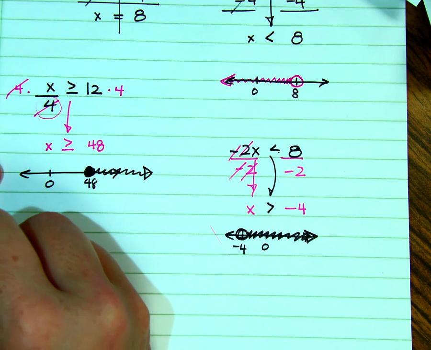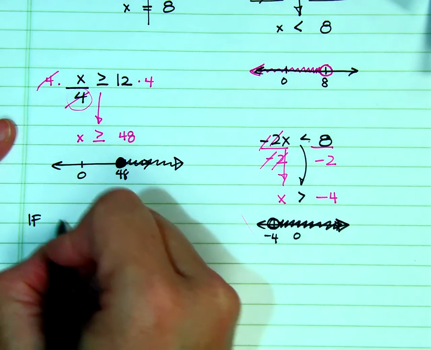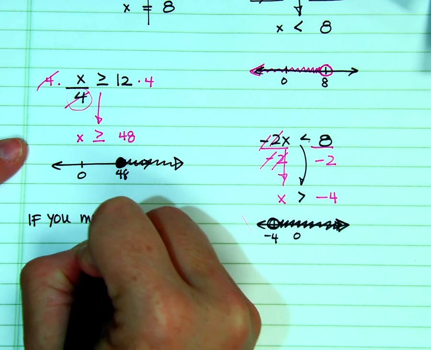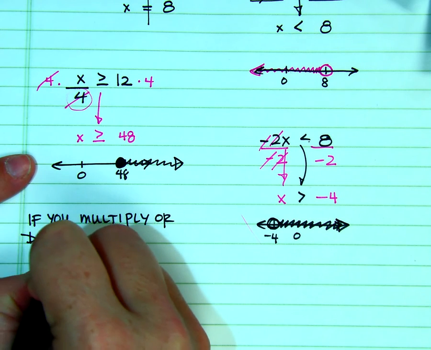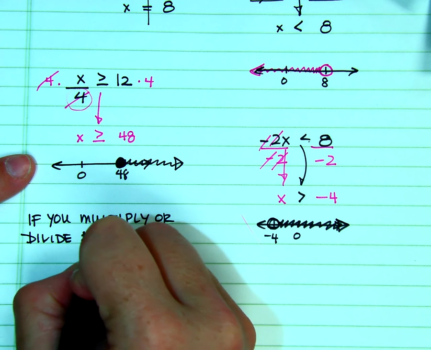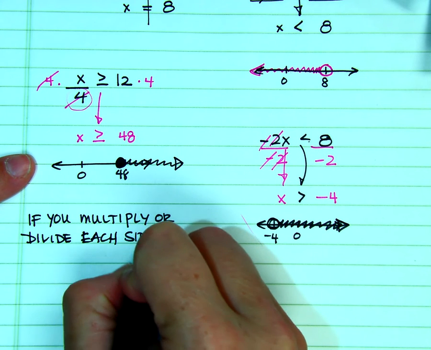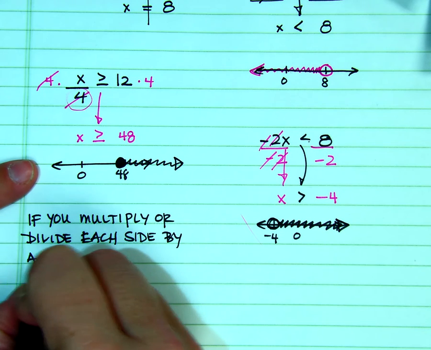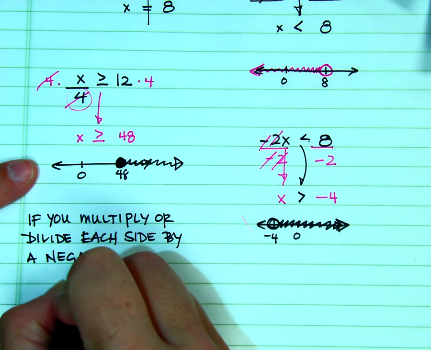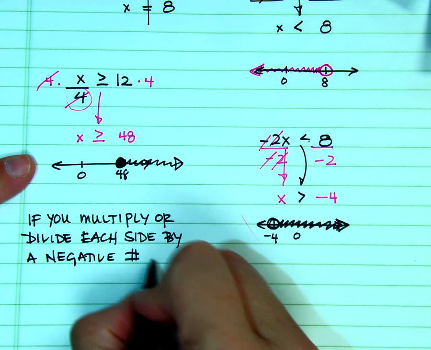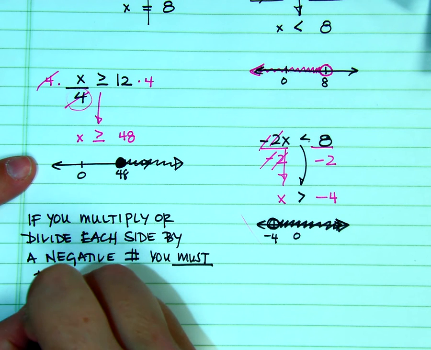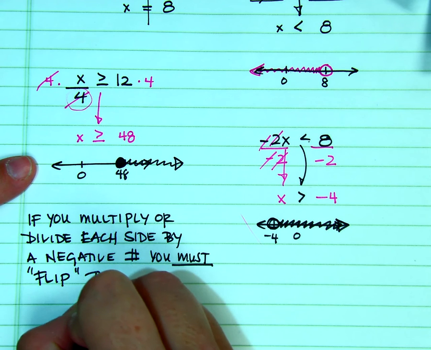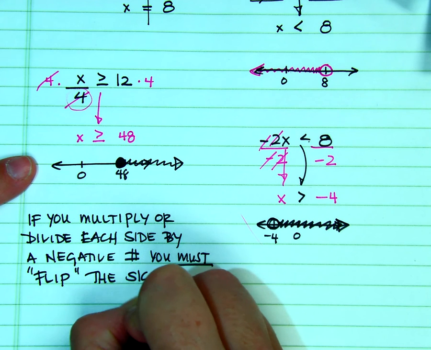Okay, so if you multiply or divide each side by a negative number, you must flip the sign. Okay, let's do a couple more practice problems.